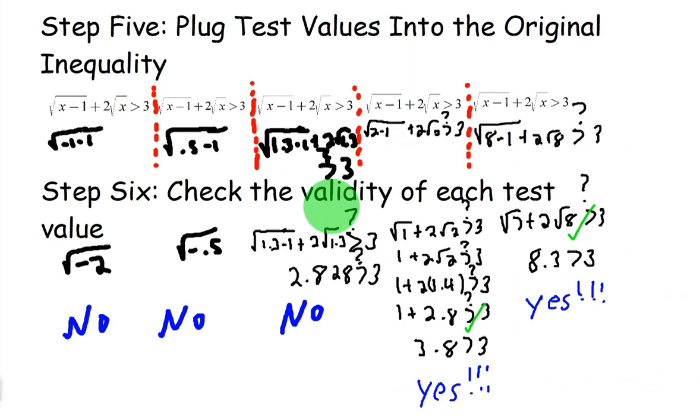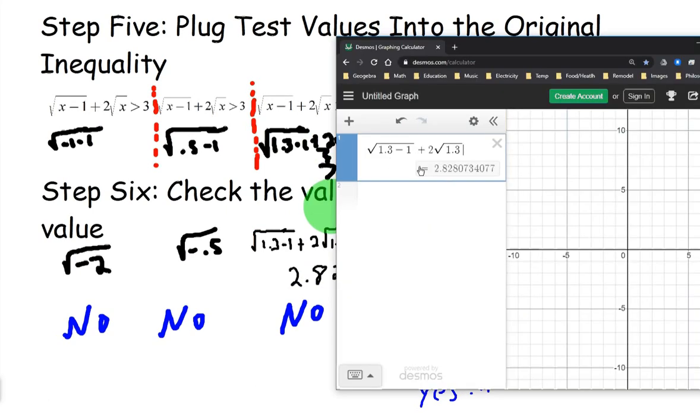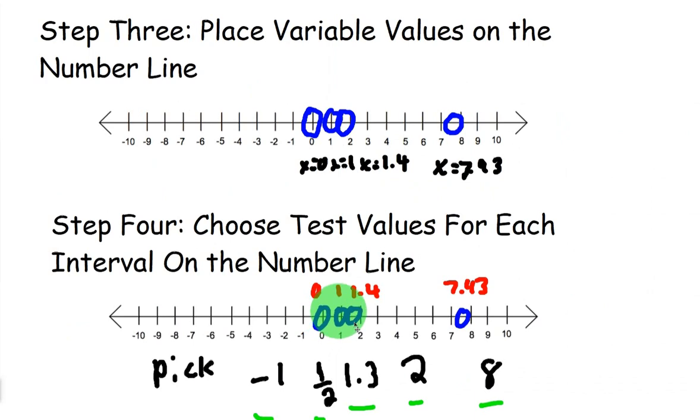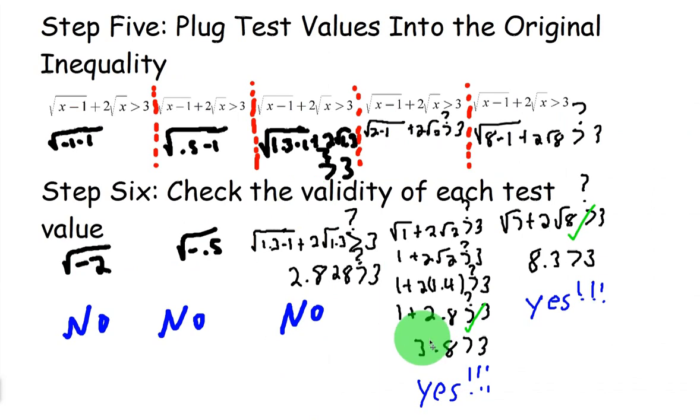Whoops, I gotta pull that back up. That's what it looks like when you type it into the calculator. You get 2.82, which is not bigger than 3. So again, for this little interval between 1 and 1.3, I'm not going to shade that part of the number line. If it worked, I would shade it.